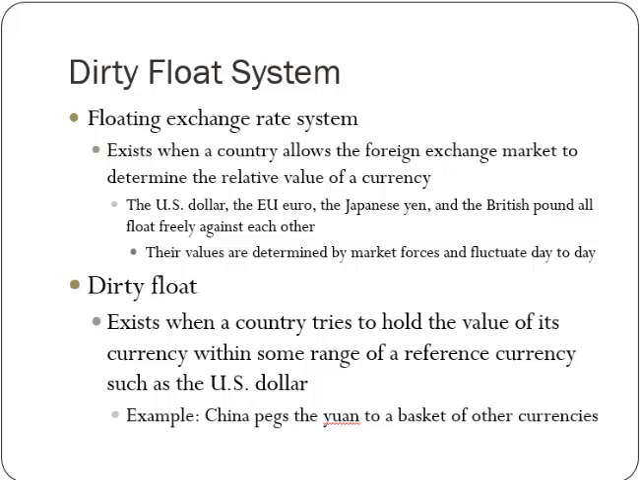The dollar could go up against the yen, and it could go down against the euro. It can go up against the shekel. It could go down against the pound. The point is the currencies float with each other.